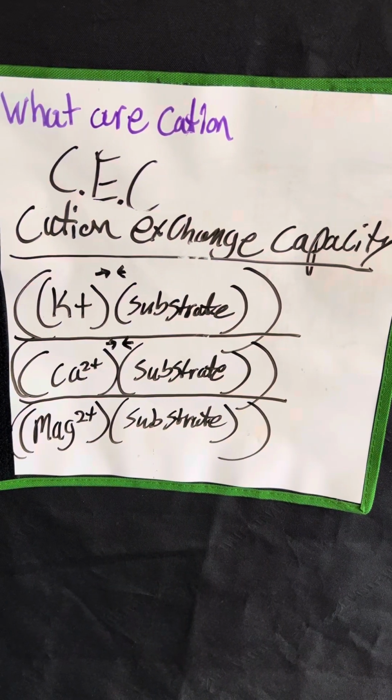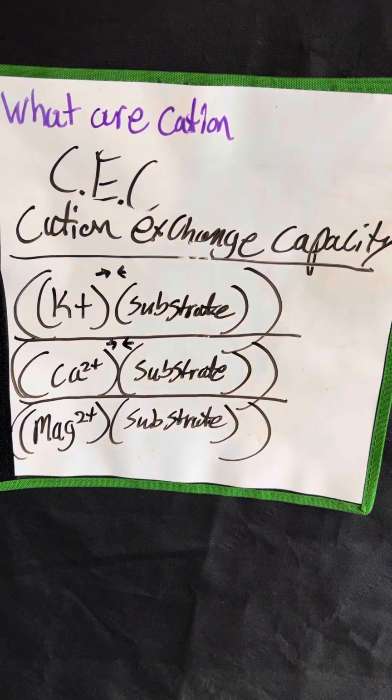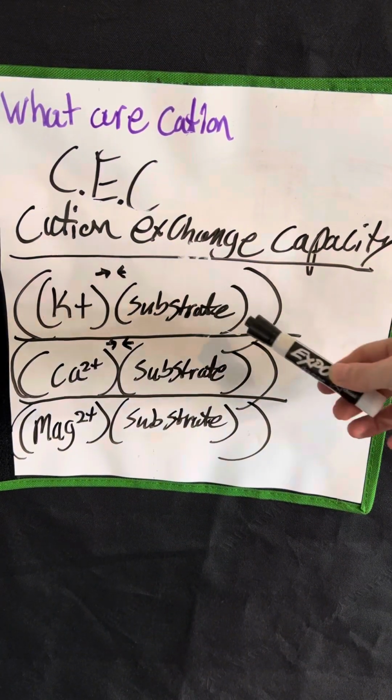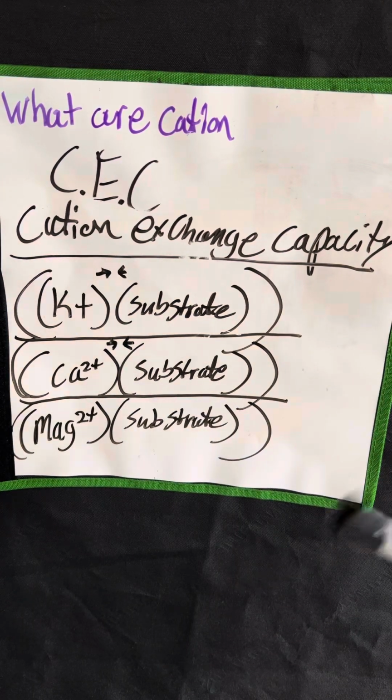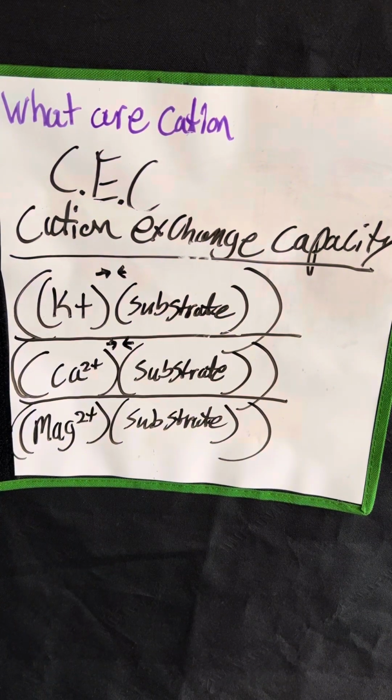All right, so once we have our positively charged cations, like I said, they're naturally attracted to our negatively charged substrate. Your substrate is usually negatively charged 9 times out of 10. It can be positively charged, but for namesake, we're just going to say that our substrate is negatively charged, because 9 times out of 10 it is.